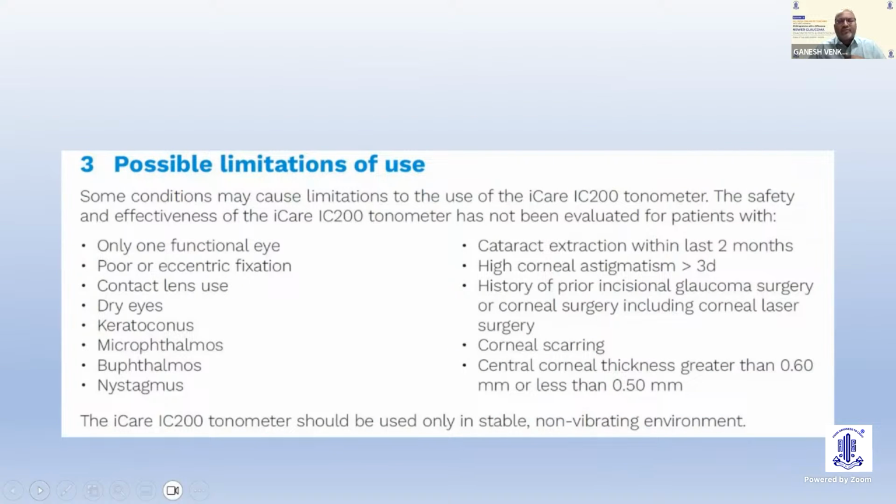Now, having said that, there are certain possible limitations of its use which you should know. The tonometers have been used in adult patients, but the company in its brochure mentions that patients with contact lens use, keratoconus, buphthalmos, microphthalmos, nystagmus have not been tried, and also such high corneal astigmatism. So these are the disadvantages of using it. That's why Goldmann applanation still remains the gold standard, especially if you have patients with corneal scarring, or corneal thickness greater than 600 microns or less than 500 microns. In such cases you may not be able to use these devices, or you can use them, but you have to use clinical judgment to interpret the output.